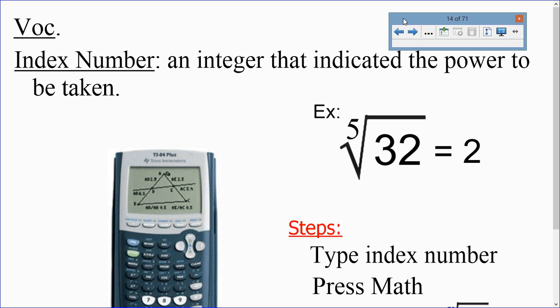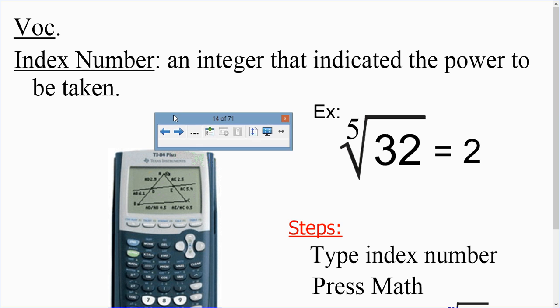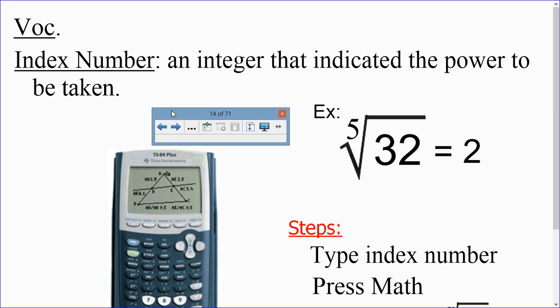Now let's get our calculators. So the index number indicates the power to be taken, because sometimes we don't have a 3 there. We may have different numbers. Like here's a 5, for example. Here we have an index number of 5. We want the 5th root of 32. Well, it's going to be 2, and I'm going to show you how to get it on your calculator.